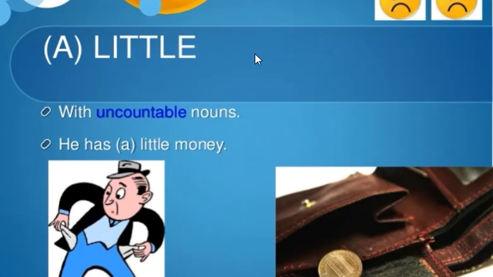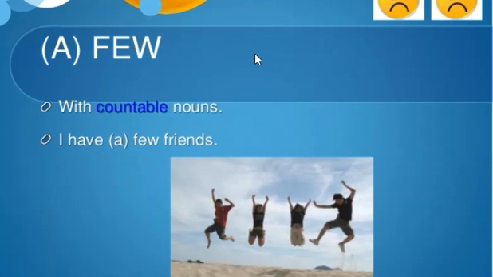The other part is about little and a little, which is used for uncountable nouns. For example, he has a little money. He has little money. Few is used for countables, as in I have a few friends.